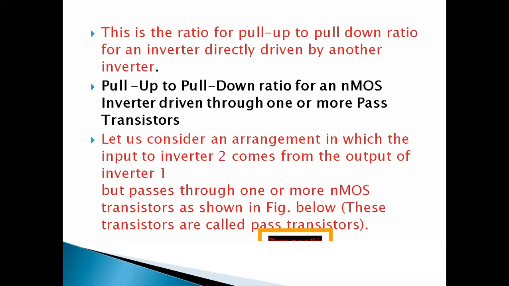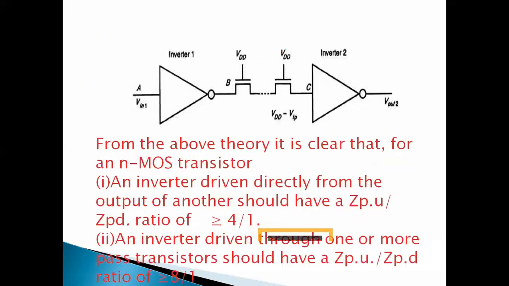These transistors are called pass transistors. In between one inverter and another inverter, pass transistors are inserted. At that time, the ratios differ. This arrangement has inverter 1 and inverter 2, and in between them, pass transistors are there. From the above theory, for the NMOS inverter there is a derivation for this one. We will not go into detail on that derivation. The same derivation applies for the inverter driven by another inverter, with the pass transistor inserted in between.